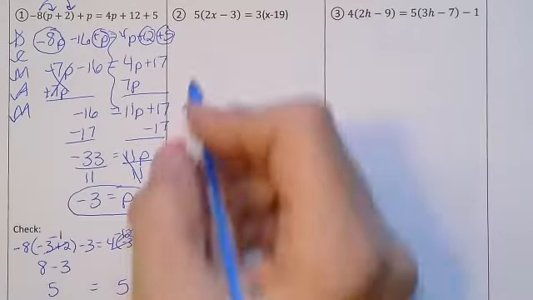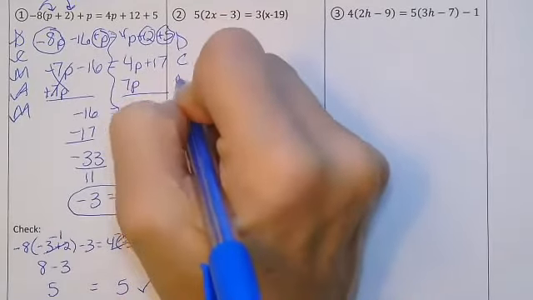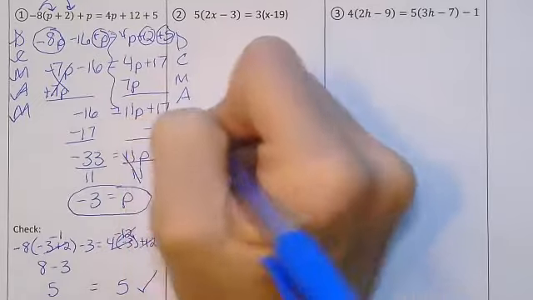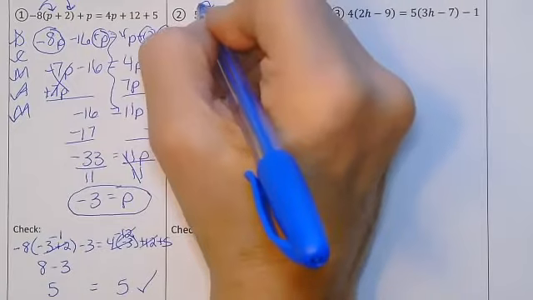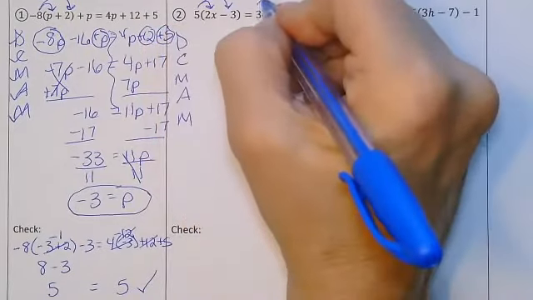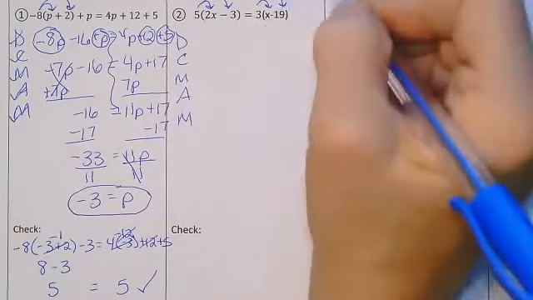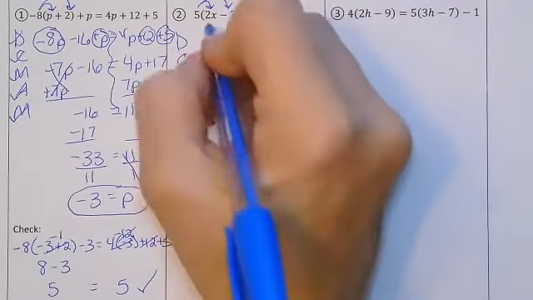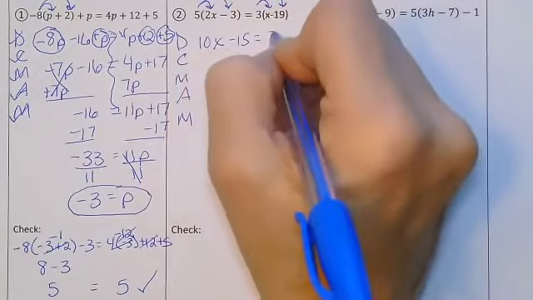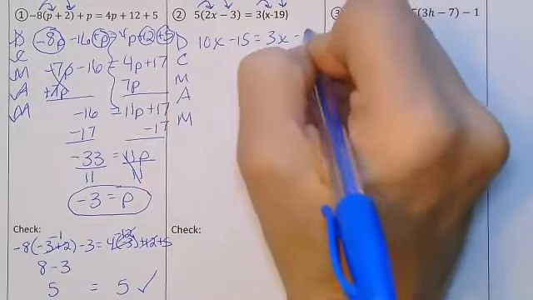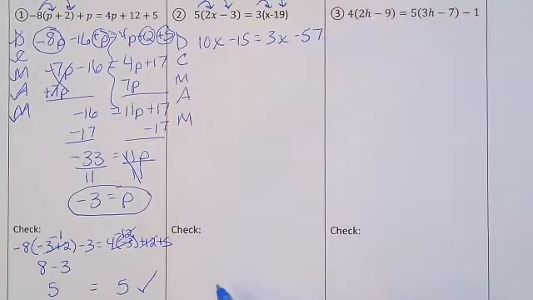Number 2. Don't call me after midnight. Distribute on both sides. 10x minus 15 equals 3x minus 57.